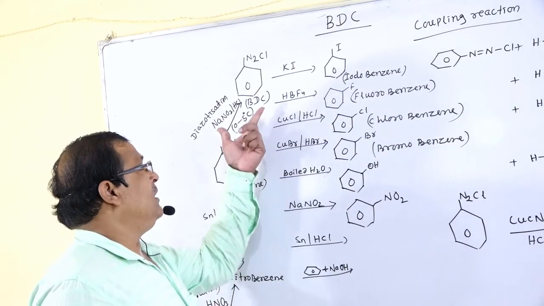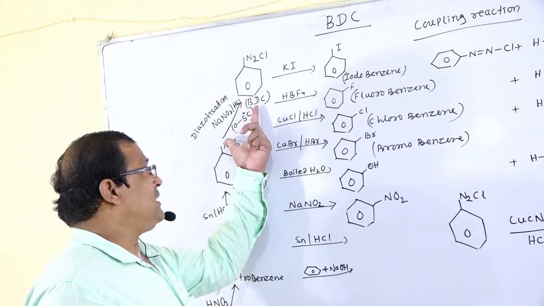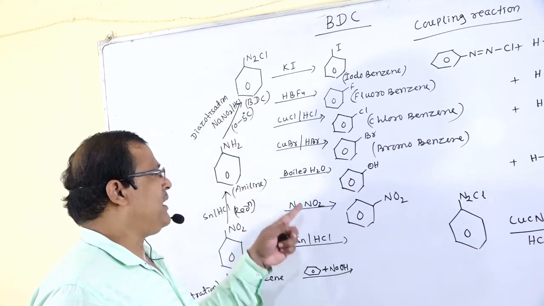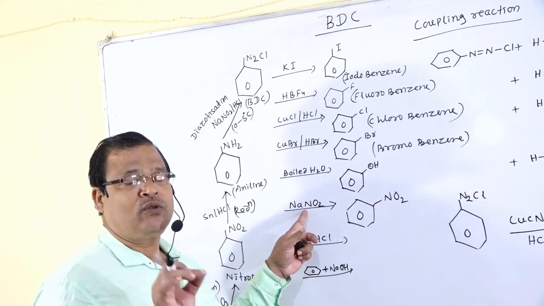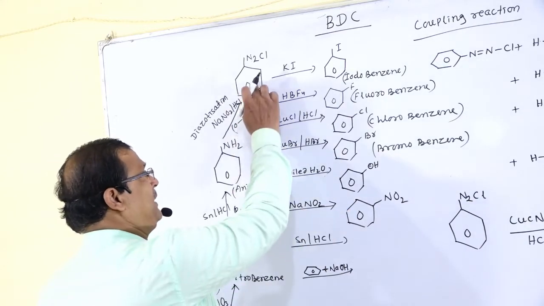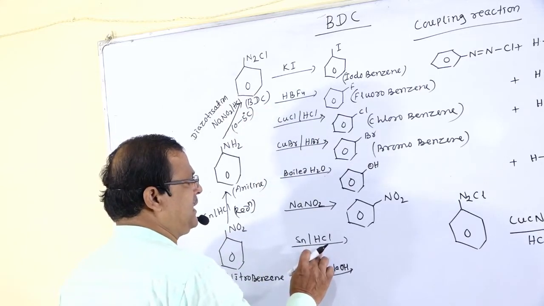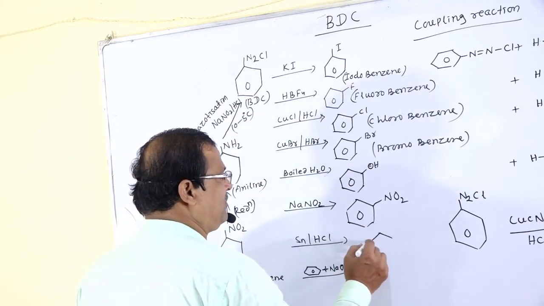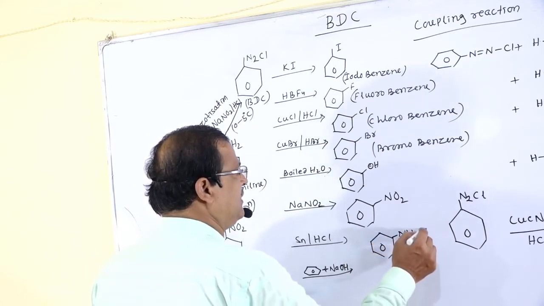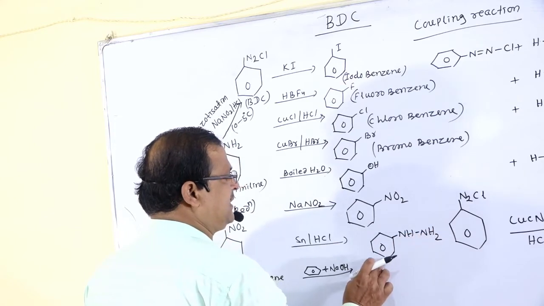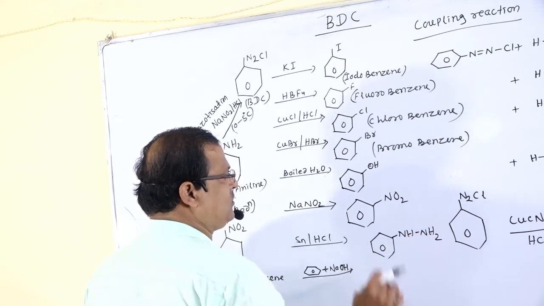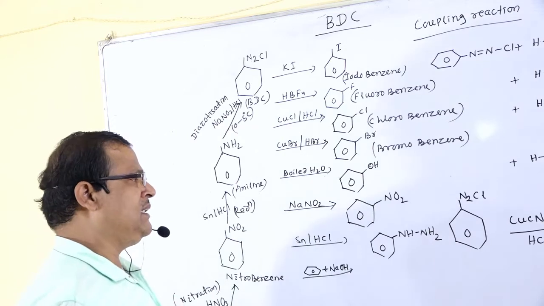Therefore, during the formation of that BDC, benzene diazonium chloride, excess use of NaNO2 should be avoided, otherwise there is the formation of nitrobenzene. Whenever BDC is treated with tin and HCl, there is the formation of phenyl hydrazine, C6H5NH NH2.